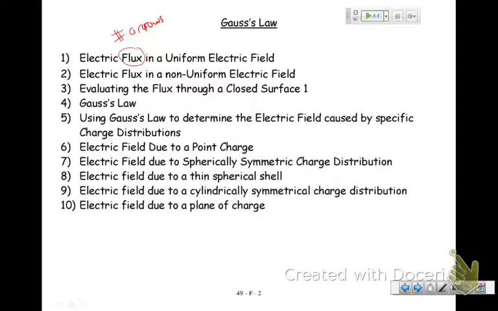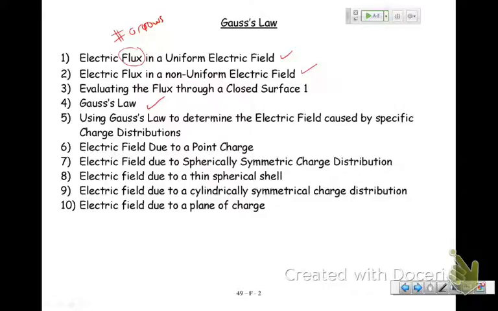So we're going to talk about electric flux in a uniform field. We'll start with uniform fields because they're easier, because all the arrows are parallel to each other. And then we're going to talk about electric flux in a non-uniform field. That gets a little bit more interesting. And then we're going to evaluate flux through a closed surface. It turns out that if I look at the number of arrows entering or leaving a closed surface, it tells me about the amount of charge and the type of charge that's inside that closed surface. So that's really valuable.